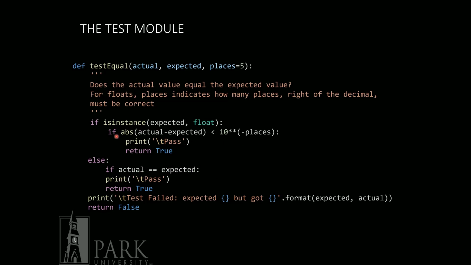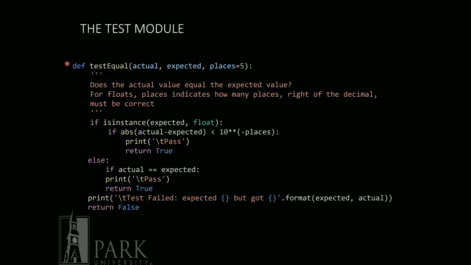If the floating point value passes, it'll print pass and then return true. Or if it is not a floating point number, it will do the same thing. It will print pass and return true. If neither of these two situations pass, and remember it's going to be either or, it's not going to test both, then we will print out that the test failed, indicating what was expected and what we received as the actual value. And then it will return false.